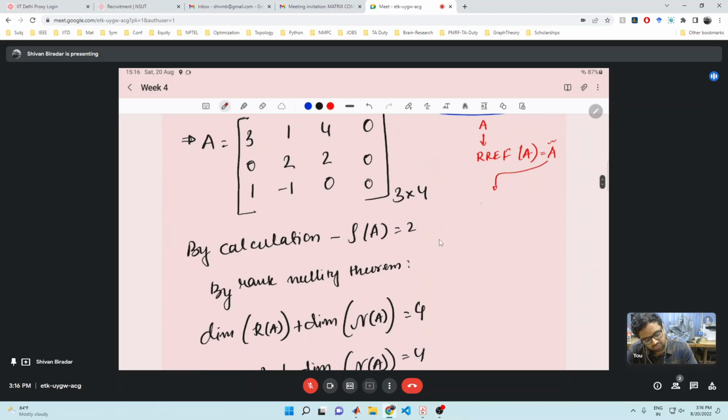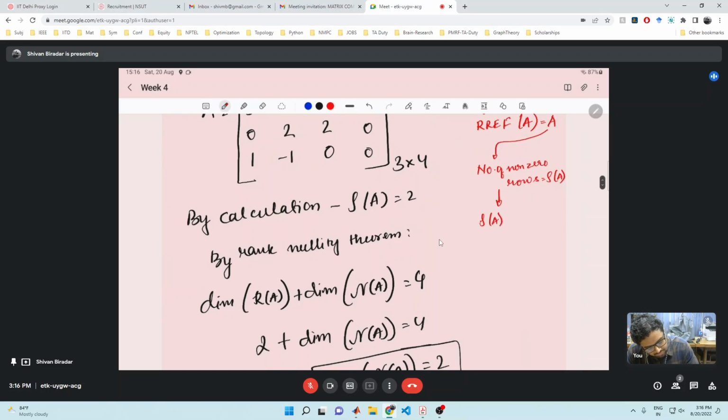Check how many rows are non-zero. So the number of non-zero rows would be the rank of A. Then we see that this rank of A is equal to the dimension of the range space of A.